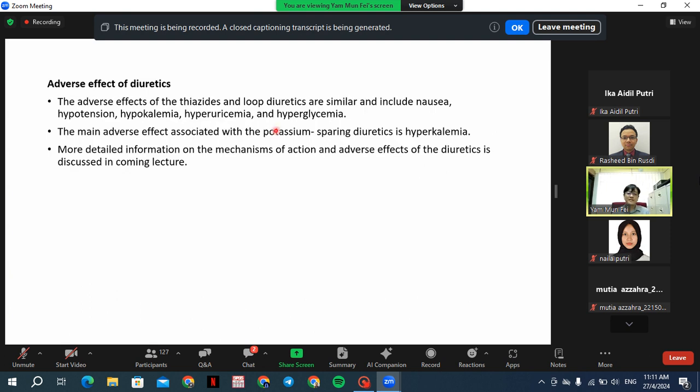So adverse effects of diuretics may cause hypokalemia, hypotension, hyperuricemia. Last week I discussed it. Hyperuricemia means that uric acid will increase. Hyperglycemia also occurs because of intolerance or insensitivity of the insulin receptor. Again, if you require potassium sparing, then you use potassium sparing or aldosterone type of diuretic drugs.